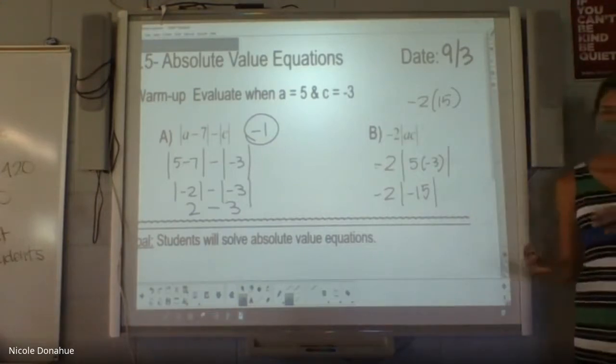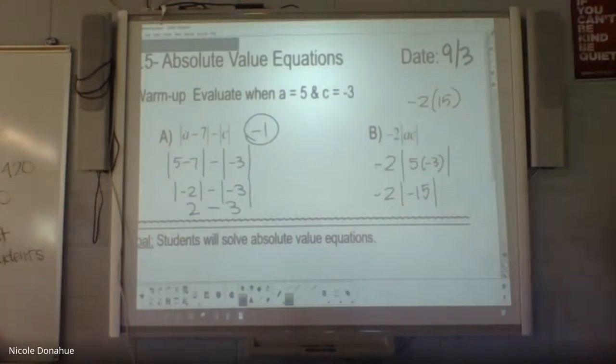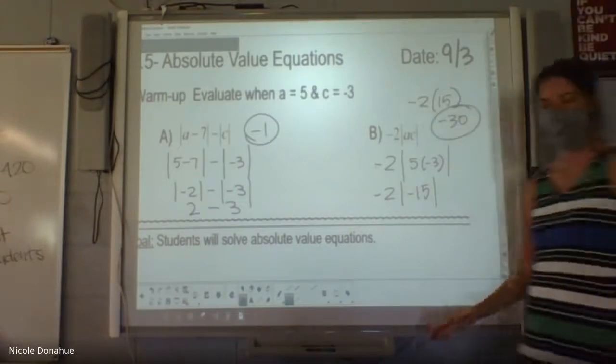So absolute value is like parentheses symbols in a lot of ways, but there are things about it that make it slightly different. So you've got to be careful there. So negative 30 is our final answer there.